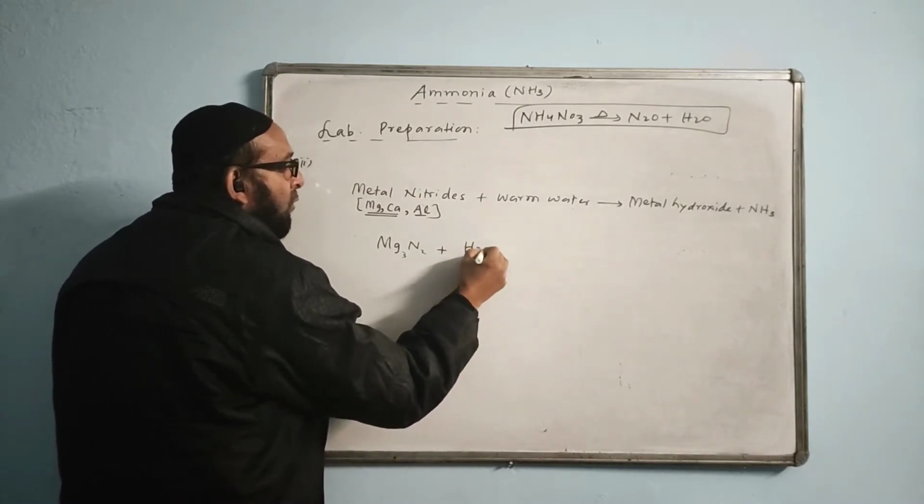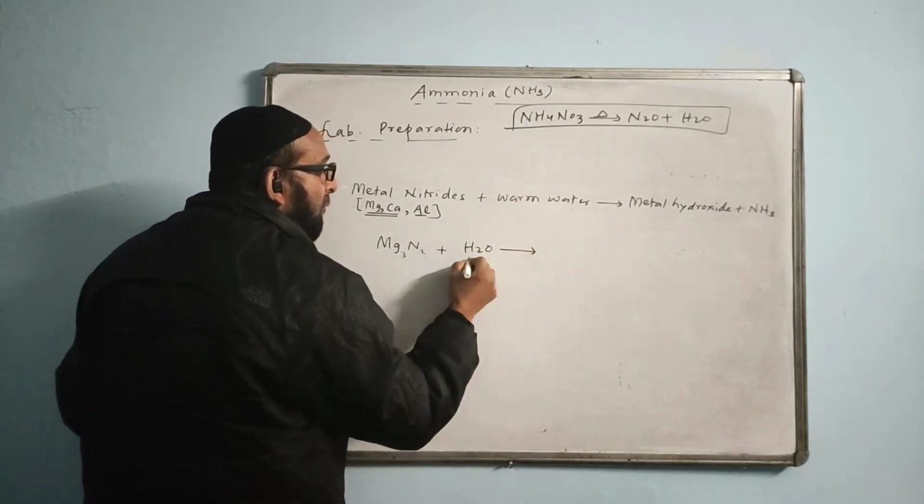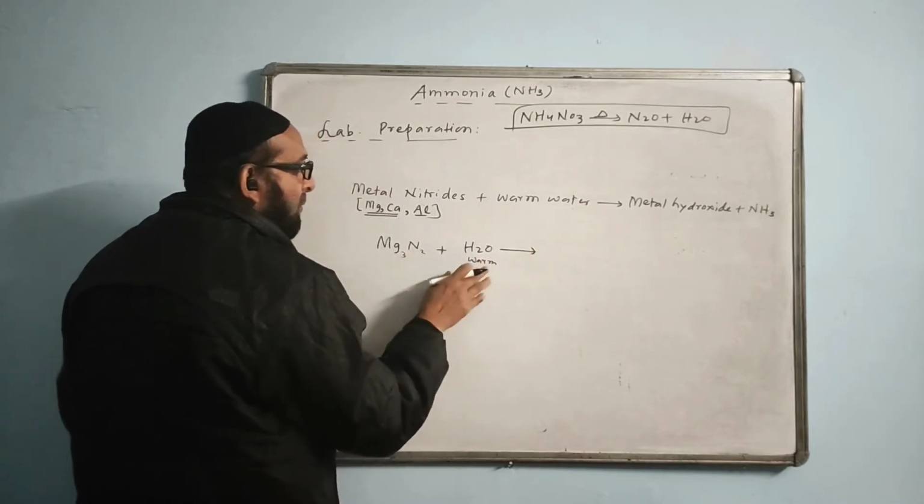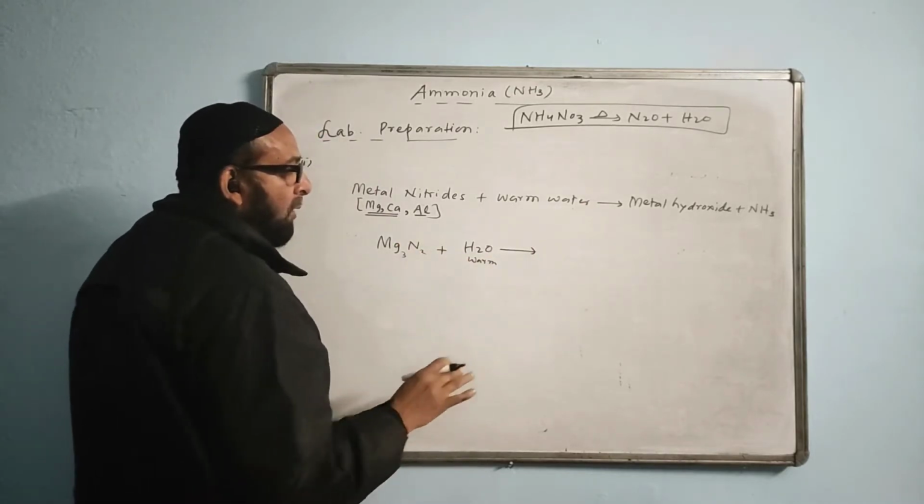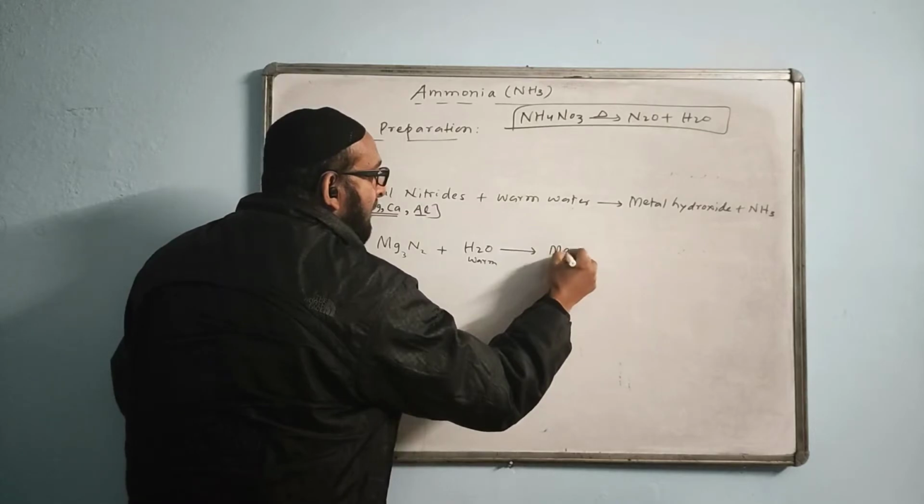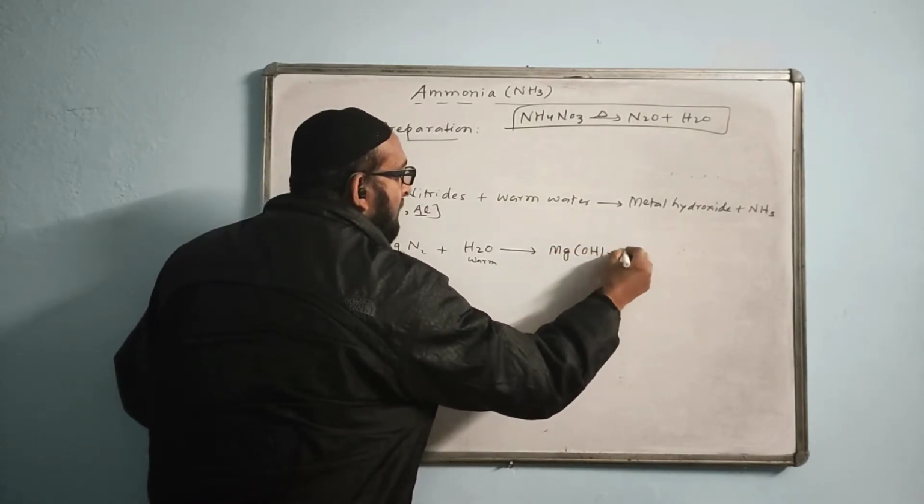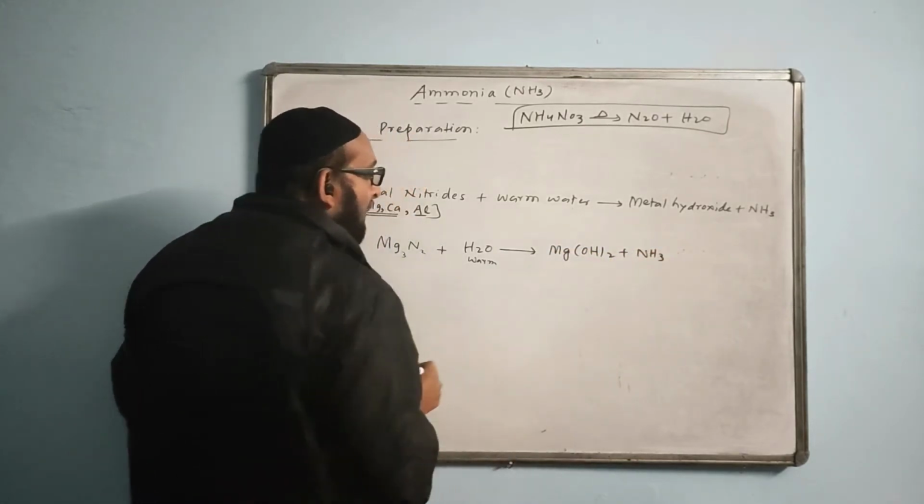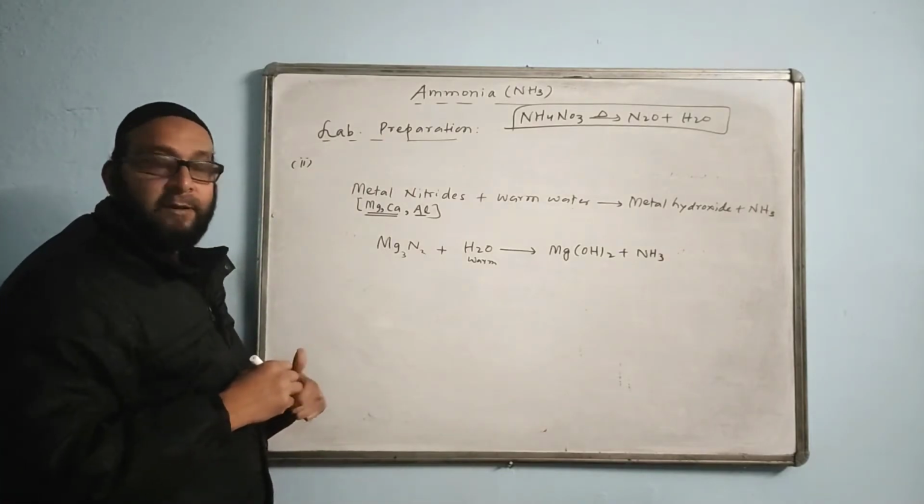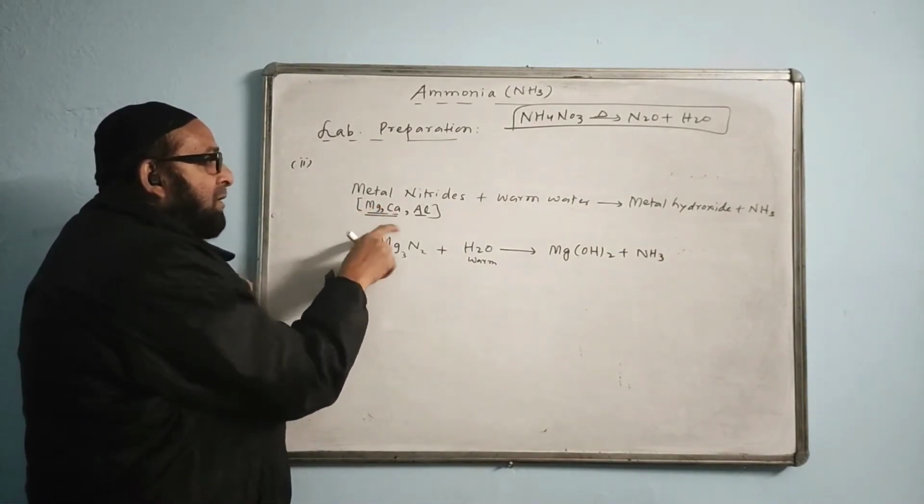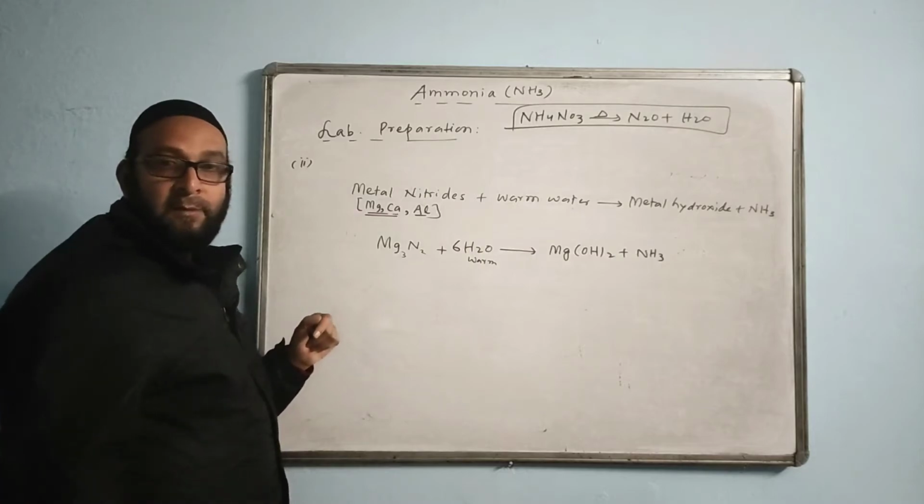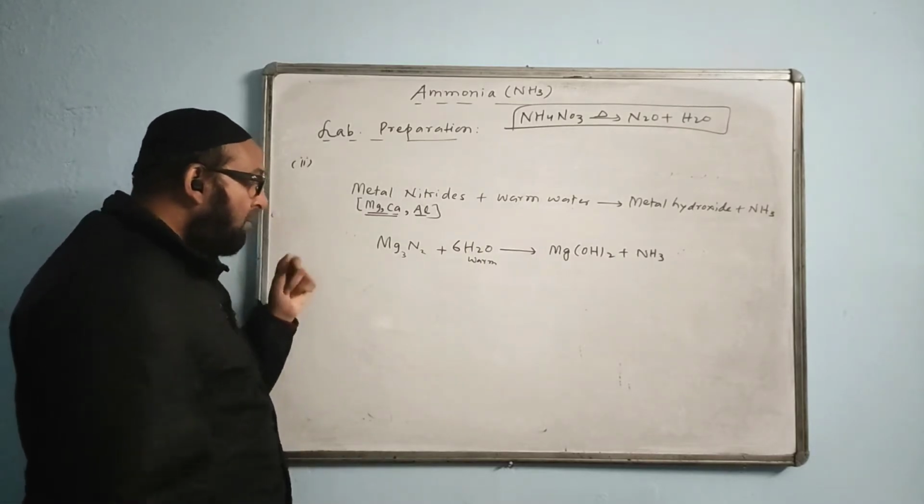Warm water is H2O. The condition is important, the water has to be warm. Either of them, normally this is cold, then this is warm. The reaction will give magnesium hydroxide plus ammonia. And the balancing number is also very important here. In case of magnesium or calcium, the balancing number is 6. You have to know that, then only you will be able to balance it.